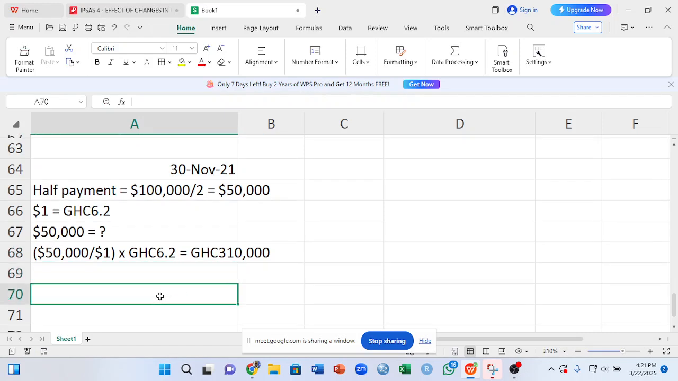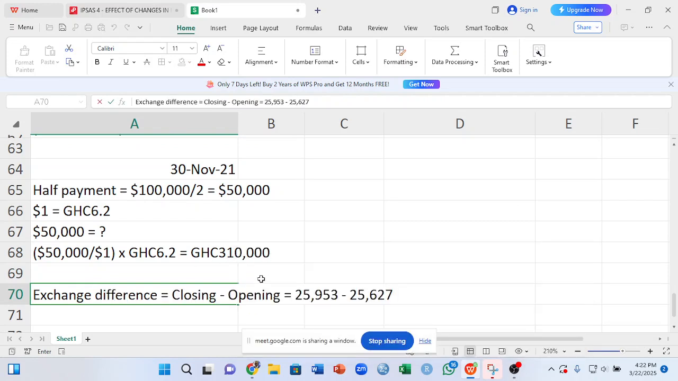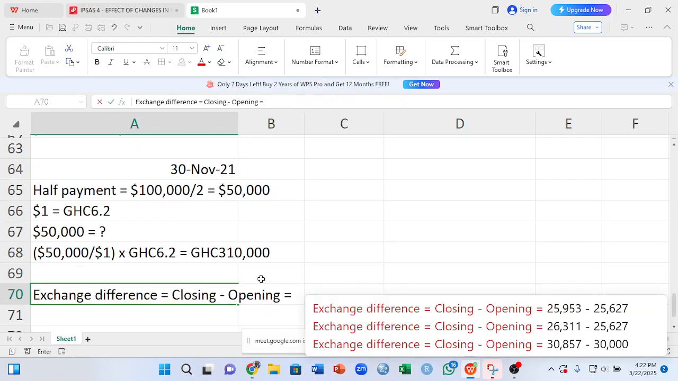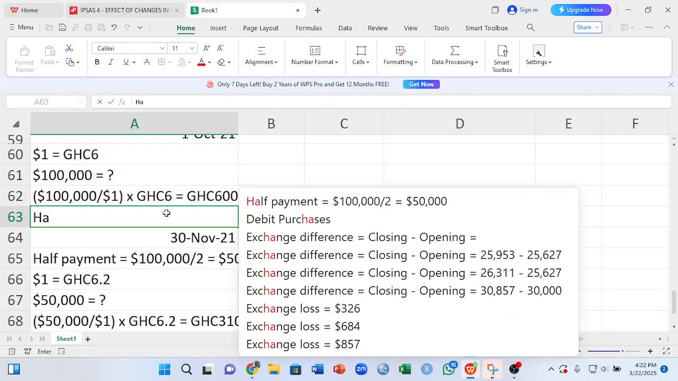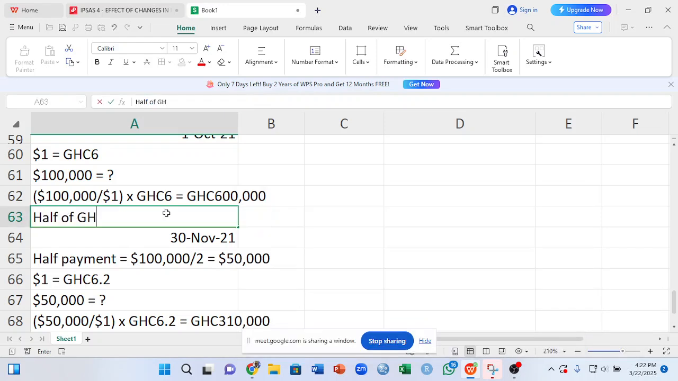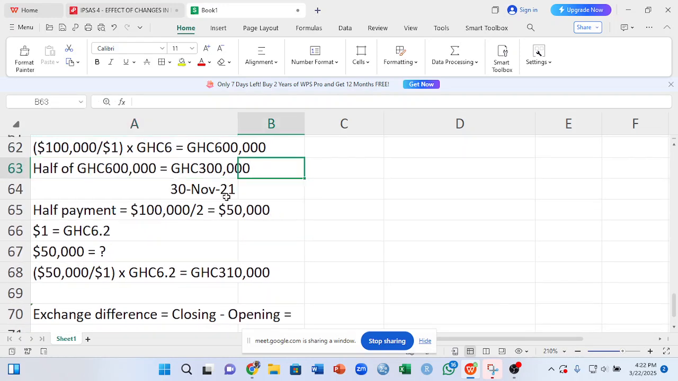310,000. So yeah, we need to find the exchange gain or loss. So the exchange difference at this date. But yeah, bear in mind that on the first date, this amount of money was the full amount. So if you are looking at half of this amount, half of the 600,000, that will be 300,000. So that will be the equivalent you are going to use. You're not going to use the 600,000 because you didn't pay all, you only paid half. So you can compare with just half of it.